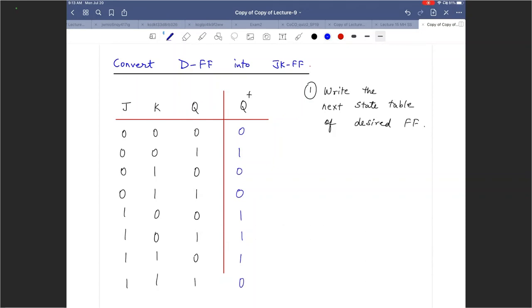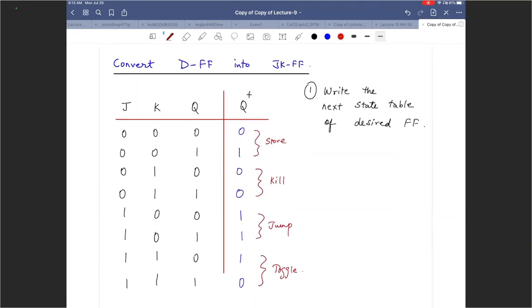So let's see. Store. Kill. Jump. Toggle. So the first step, we are done. We have written the next state table of the desired flip-flop.